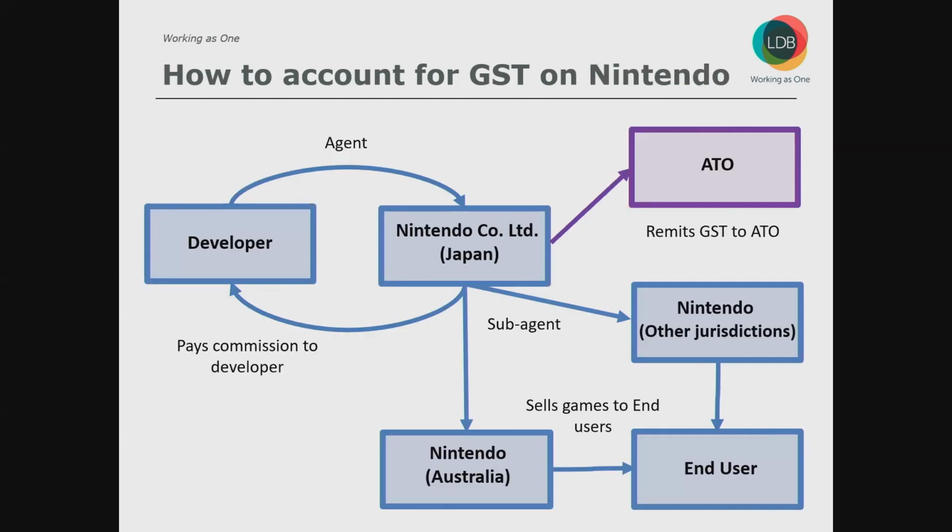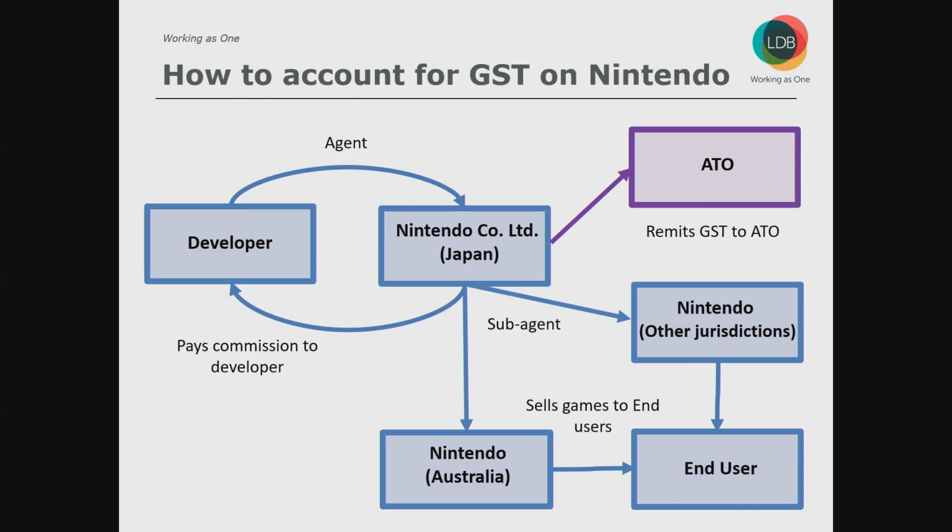So Nintendo. I swear these diagrams get more complex as we go on. With Nintendo, the developer engages Nintendo Co. Japan to act as their agent. Nintendo Co. Japan then appoints one of its subsidiaries as what we call a sub-agent to distribute the game in their respective regions. So it might be Nintendo Australia will be responsible for Australian sales, and then there'll be Nintendo in other countries or jurisdictions that will deal with other regions of the world. In this case, we've just called it Nintendo Other, because there's various ones depending on what you're looking at.